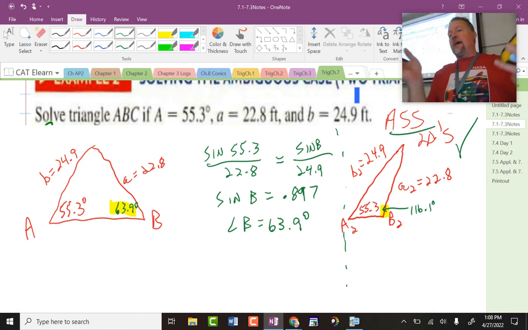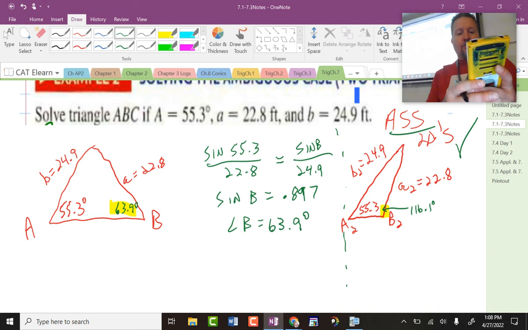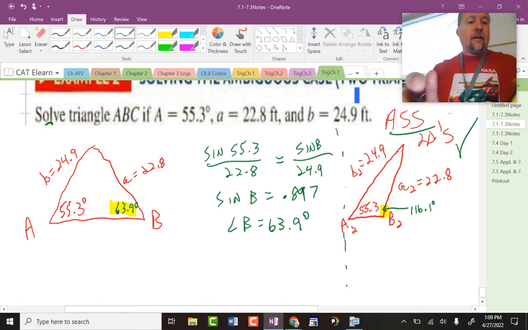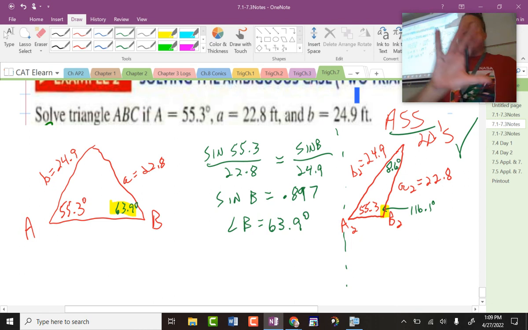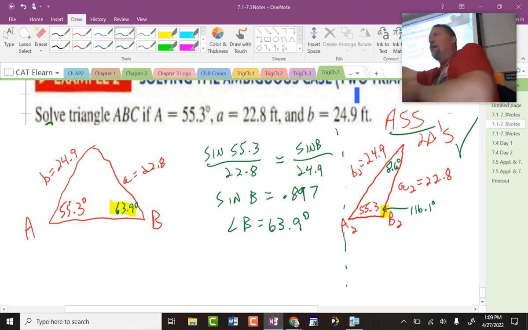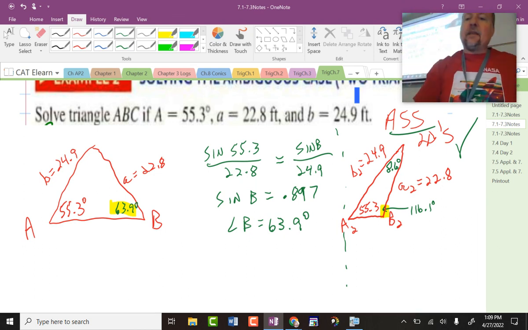This is where you got to toggle back and forth. I think you want to finish this one off to prove it exists. 116, I'll just do 0.1 minus 55.3. Yes, there's a little sliver of 8.6 degrees here. So now that's that second unique triangle. And now you choose to solve whoever. All right? So that's angle C2.